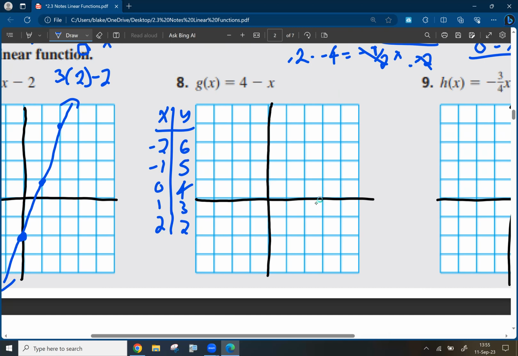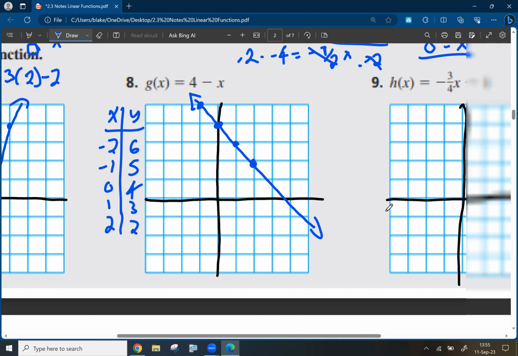So I can almost fit all these points in. I can fit -1, 5, 0, 4, 1, 3, and 2, 2. I can see where my line's going to go, so I'll draw it in. There it is. I've made my line.